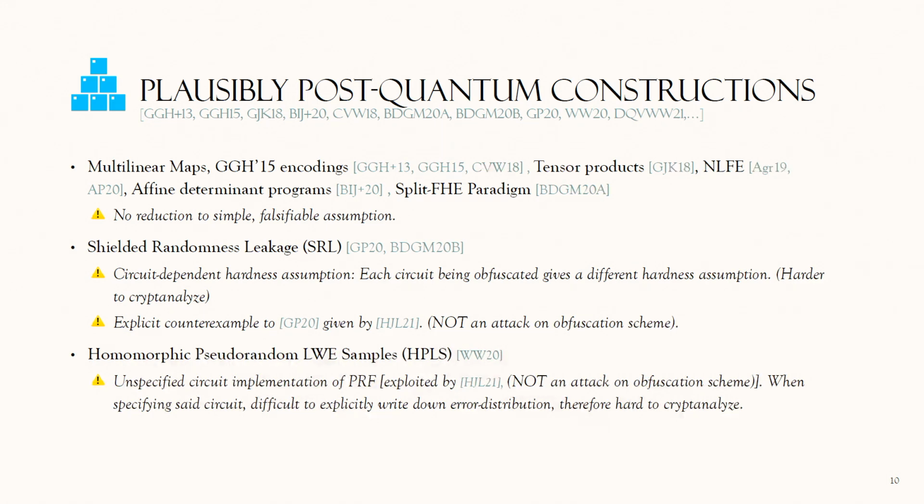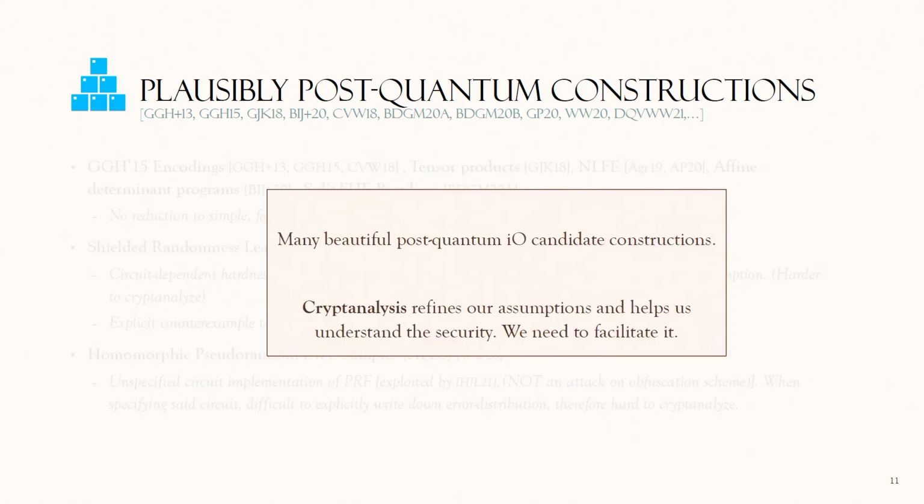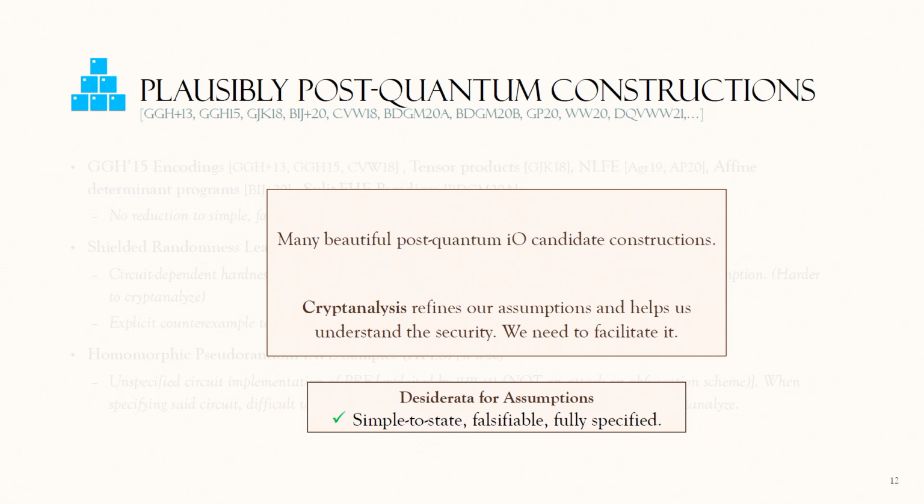And as a result, it's very hard to cryptanalyze. So we have all these really beautiful post-quantum I/O candidate constructions, and what we would really like to do is use cryptanalysis as a tool to refine our assumption and to understand the security of these assumptions. And therefore, when we construct these post-quantum I/O candidates, we actually need to make sure that we're able to facilitate cryptanalysis. And the desiderata for such assumptions is 1, simple to state, 2, falsifiable, and 3, all parameters and circuits should be fully specified.